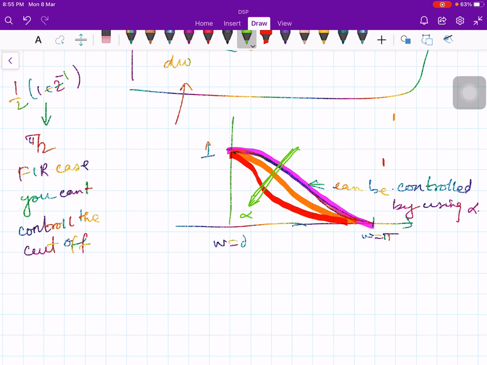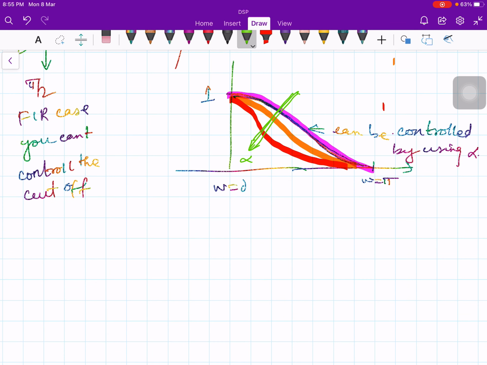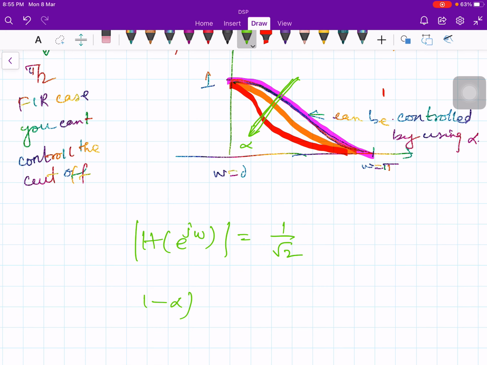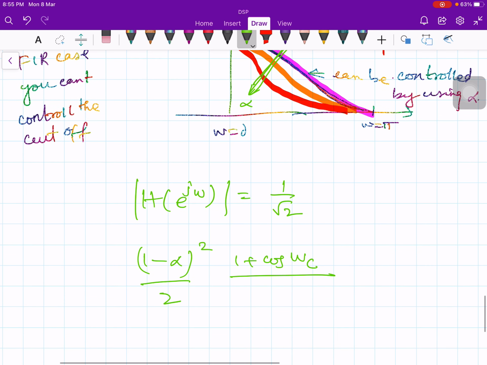In fact, you can show that the 3 dB cutoff frequency, how do you find the 3 dB cutoff frequency? By equating the magnitude to 1 by root 2. Okay, so the maximum is 1, so you equate to 1 by root 2. You take the magnitude of H of e to the j omega and equate it to 1 over root 2. If you do that, then (1 minus alpha) whole squared by 2, times (1 plus cos omega c) at the cutoff frequency, divided by (1 minus 2 alpha cos omega c plus alpha squared) is equal to 1 by root 2.